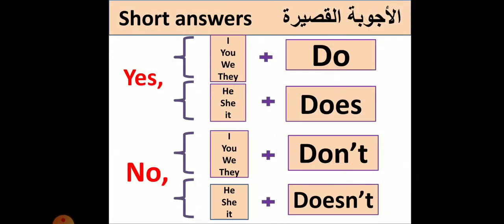Short answers. Yes, I, you, we, they, plus do. Yes, he, she, it, plus does. Or no, the negative form. No, I, you, we, they, plus don't. He, she, it, plus doesn't. Okay, so yes, I do. Yes, he does. No, I don't. No, he doesn't.